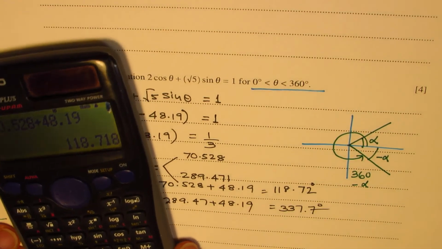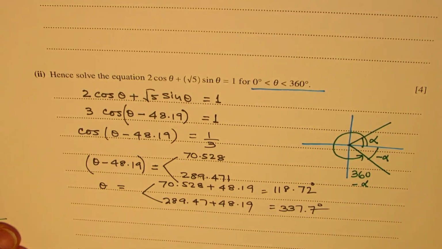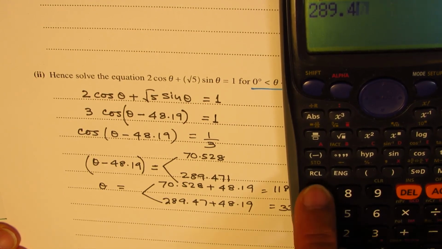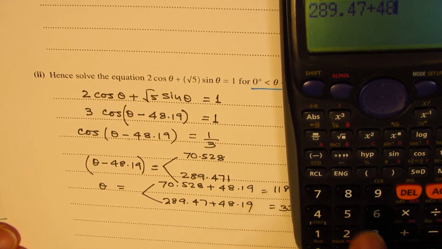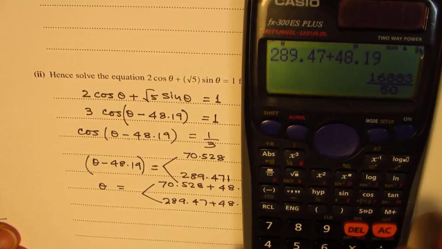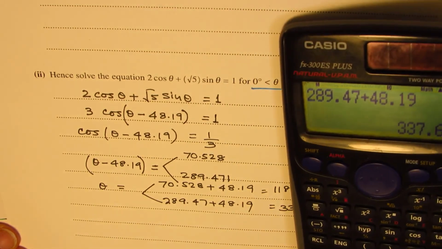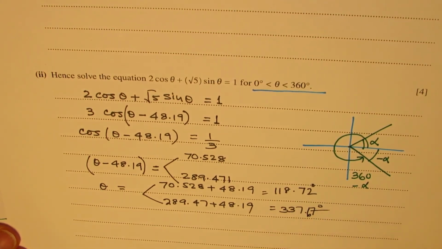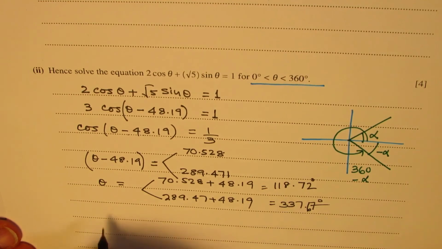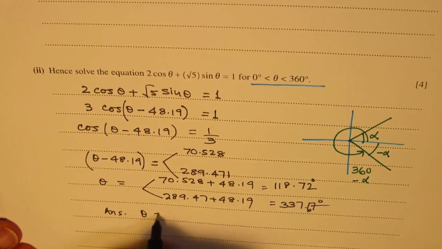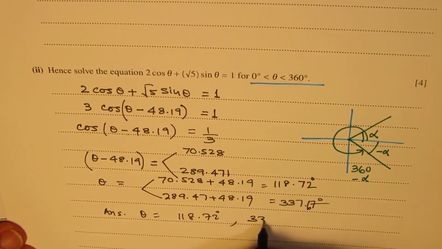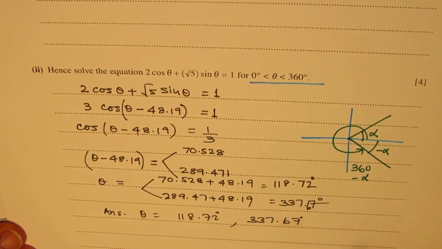The other one, let's rewrite this: 289.47 plus 48.19 to two decimal places is 337.66, so we'll write this as 337.67 degrees. Correct? So these are the two answers. We have our answer that theta is equal to 118.72 degrees or 337.67 degrees. I hope these steps are absolutely clear.